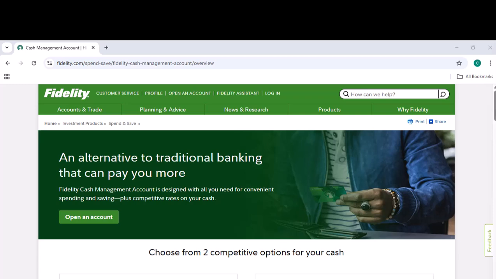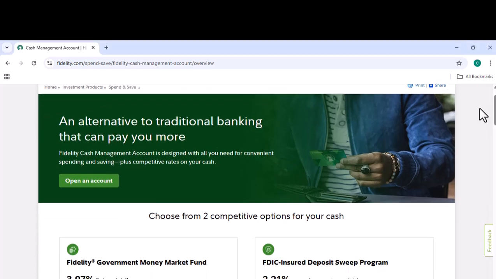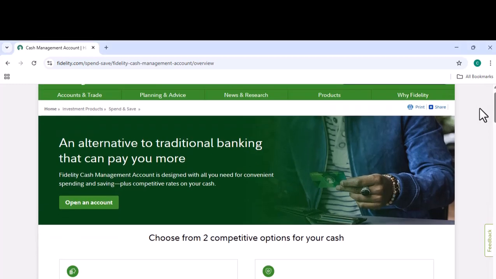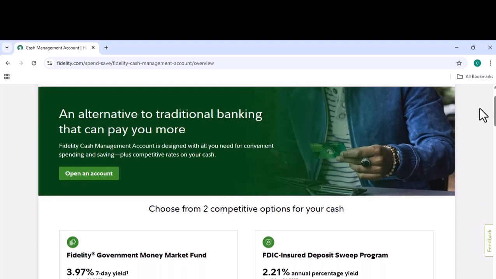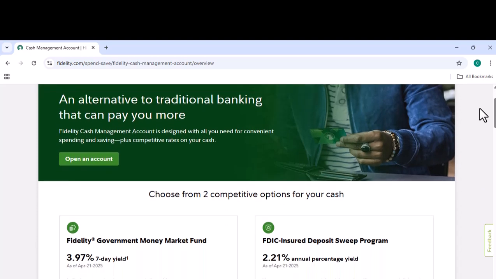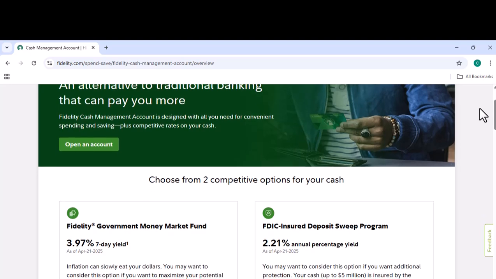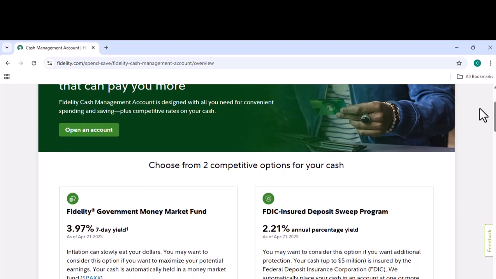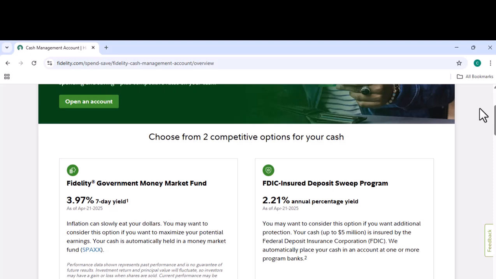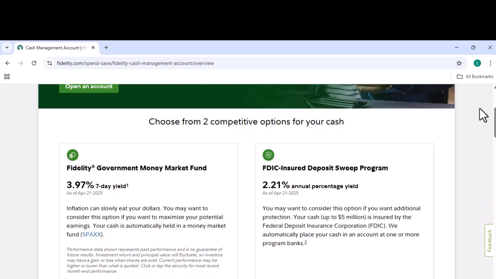Hey, are you stashing your cash in a savings account and feeling like it's just sitting there? Maybe you've heard about money market funds and the potential for a little more oomph for your idle dollars. Well, you're in the right place because today we're diving deep into something super relevant if you're looking to maximize the return on your short-term savings: the current yield on Fidelity money market funds.